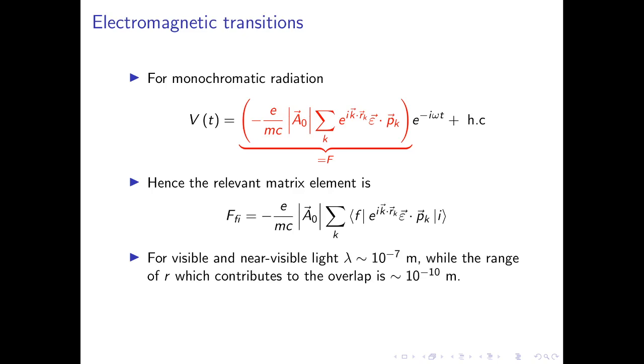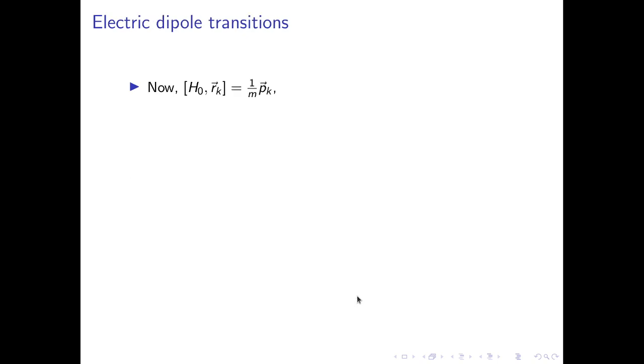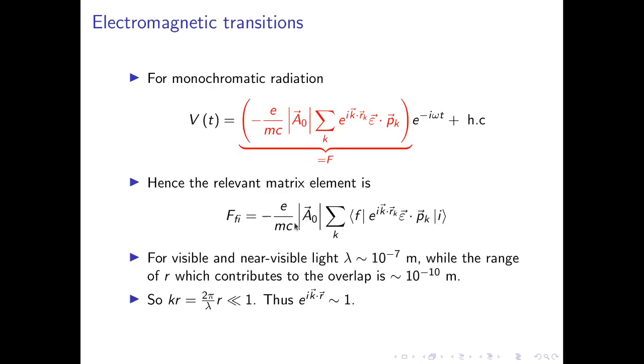So within that region, the magnitude of this k dot r, kr, which is 2 pi over lambda times r, is much smaller than 1, because r is of the order of 10 to the minus 10 meters, whereas lambda is of the order of 10 to the minus 7 meters. This means that you can safely take e to the i k dot r and approximate it by 1. So this simplifies the calculation a lot, because all you need to do is worry about the matrix element of epsilon vector dot p, the momentum, between the states f and i. This factor can be put equal to 1 safely.